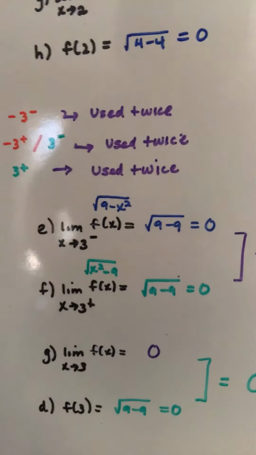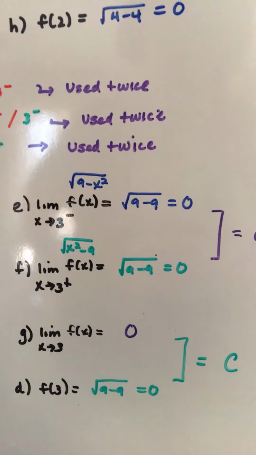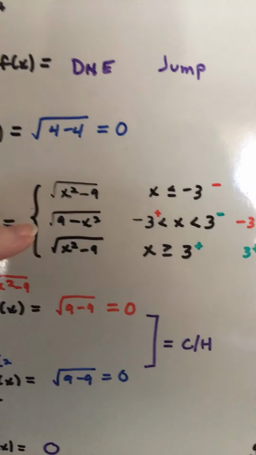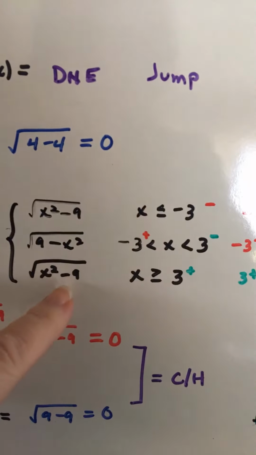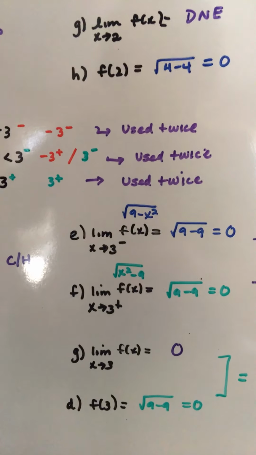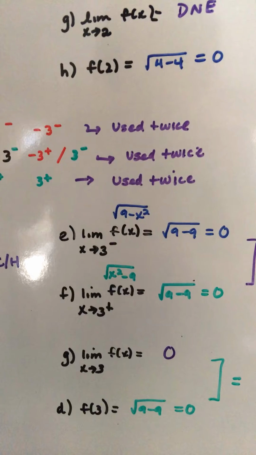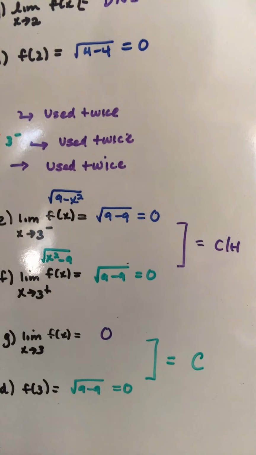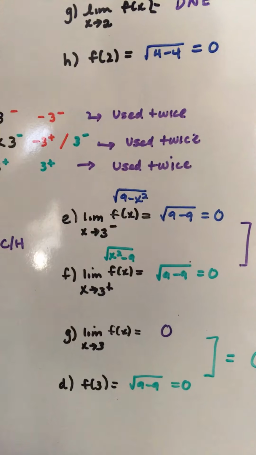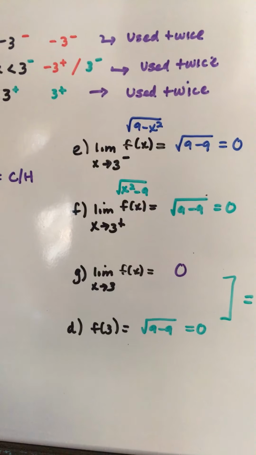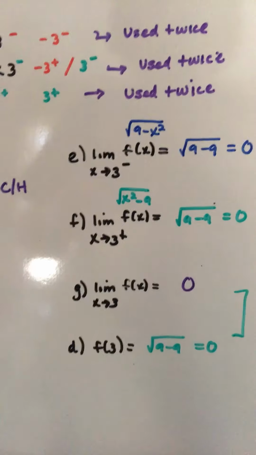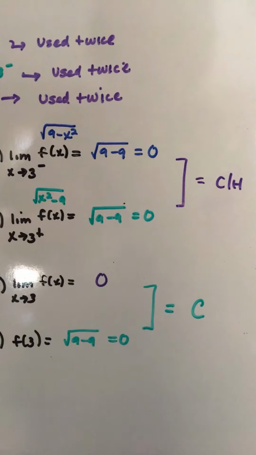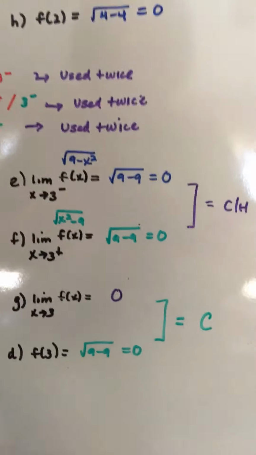Now on to problem 2. Problem 2 says let's start using 3. Well, 3 from the left is 9 minus x squared, and so 9 minus 9 is 0. 3 from the right uses x squared minus 9, and so the square root of 9 minus 9 is 0. Again, I'm either continuous or a hole. I want to now discuss what's f of 3? Well, 3 is equal to down here. And so the square root of 9 minus 9 is 0. And now we are continuous for both of these.